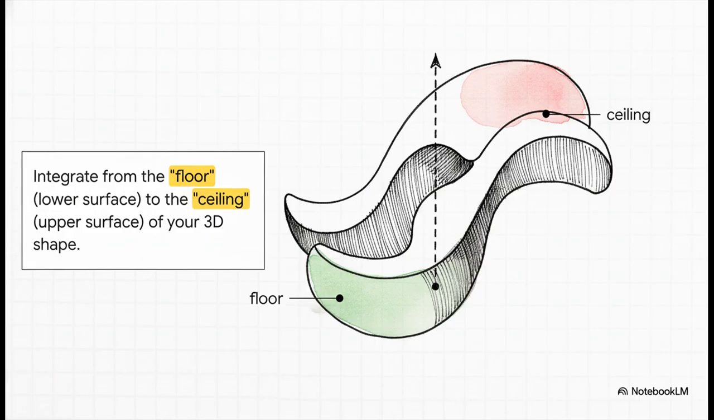The very first step is to visualize your 3D solid and think vertically. I want you to imagine shooting a laser beam straight up through the object. The first surface it hits on its way in, that's your floor. The surface it pops out of, that's the ceiling. These two surfaces are what will define the limits for your innermost integral.